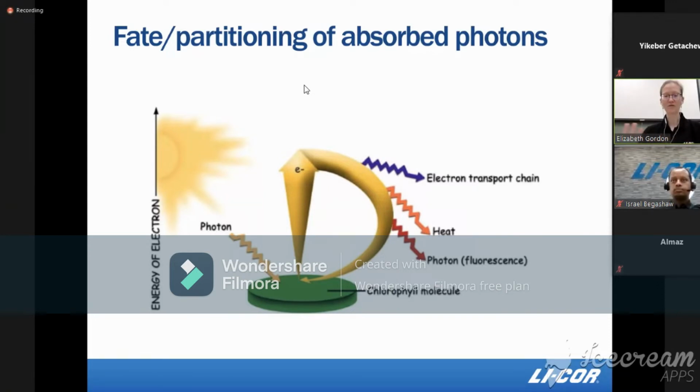The first law of thermodynamics applies here. Energy can be neither created nor destroyed, and everything has to go somewhere. So if the chlorophyll molecule is excited, then that electron has to go somewhere. We would like it to go to photochemistry and the electron transport chain, but sometimes it doesn't. And we can measure the ratios of where it's going to help us understand what's happening in the leaf.